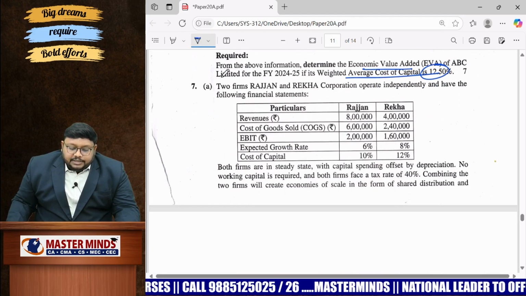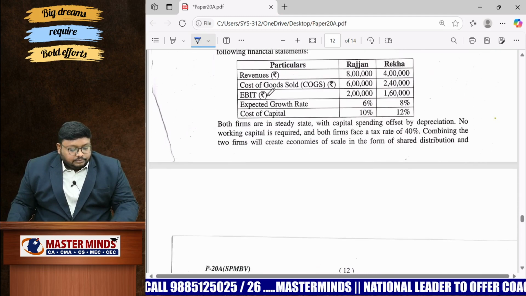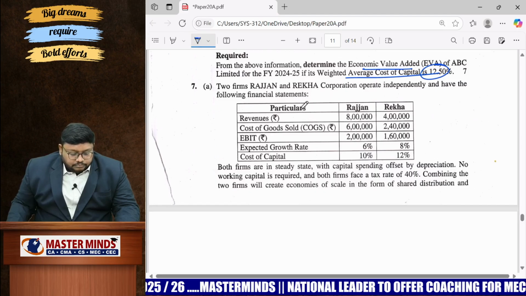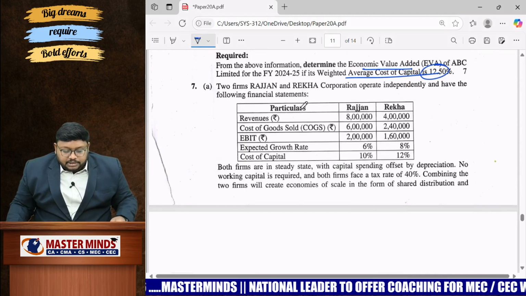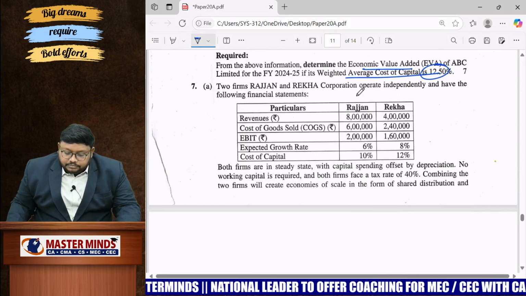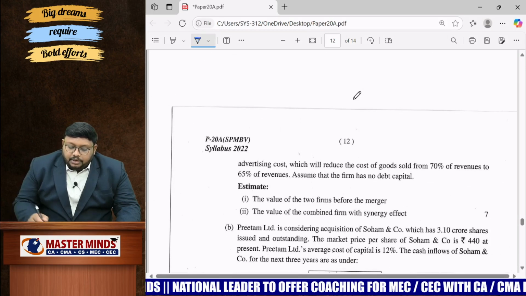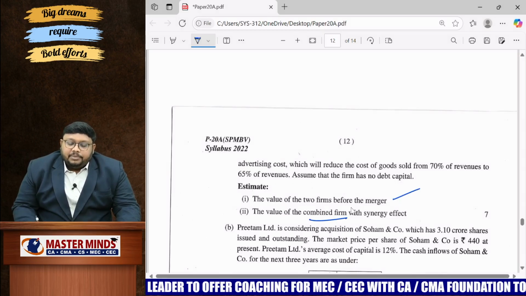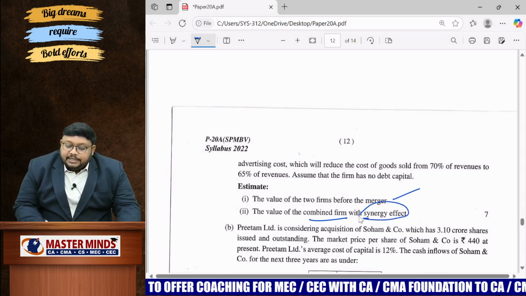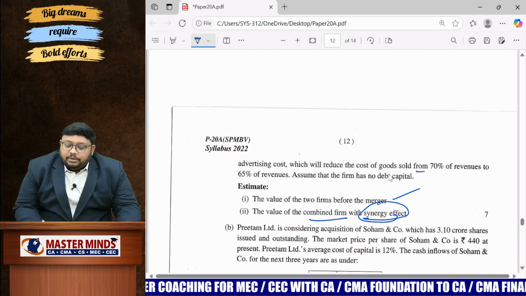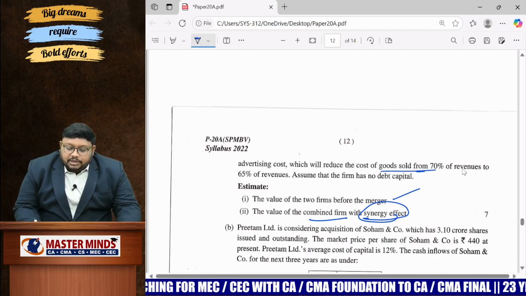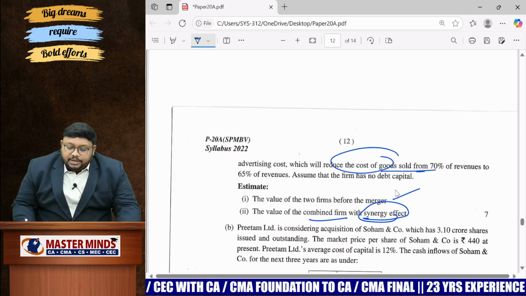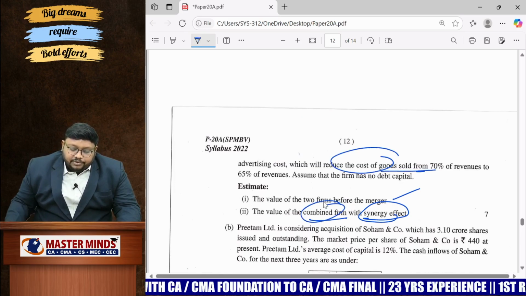And the seventh question is relating to mergers and acquisitions. They are asking the value of two firms before the merger, and the combined firm. So after the combination in the merger, what is the value with the synergy effect? Synergies they have given, the cost of goods sold or revenues. If you reduce the cost, that is also a synergy for us, and including synergies we need to know the combined value of the firm.